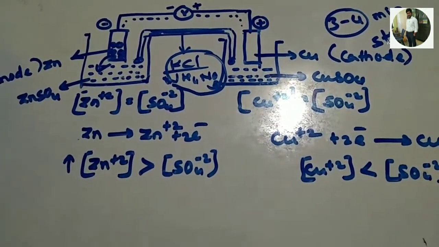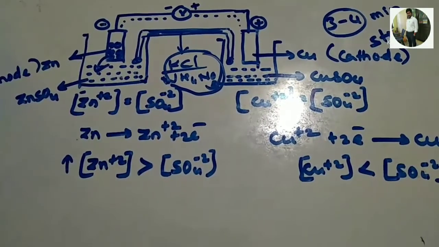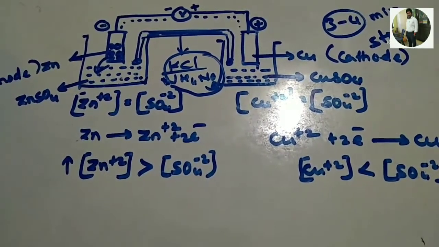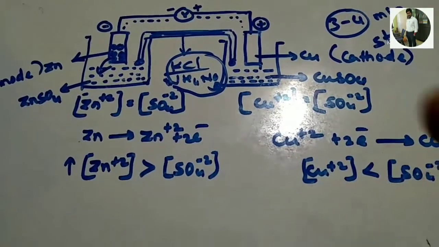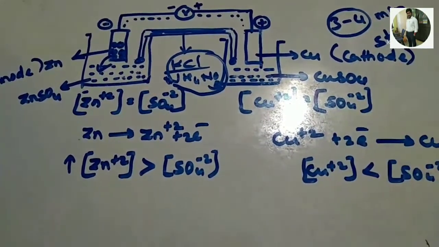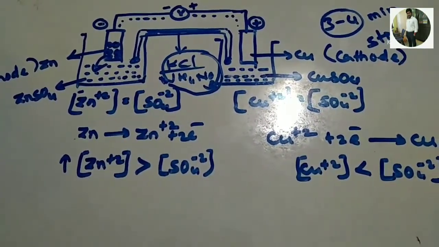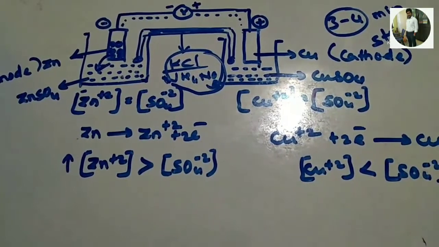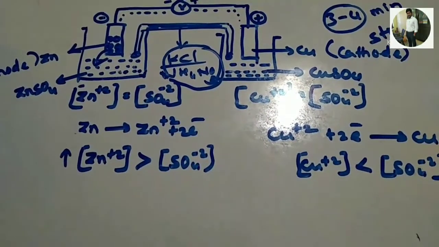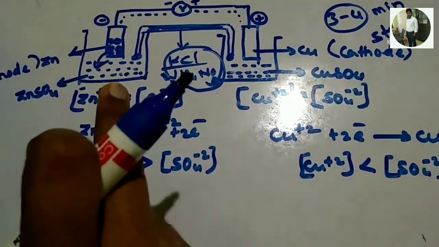In the last class we have studied about the construction and working of the Daniell cell, and I also told that the reaction stops after 3 to 4 minutes. So in today's class we are going to study why the reaction stops after 3 to 4 minutes. So consider the two beakers.